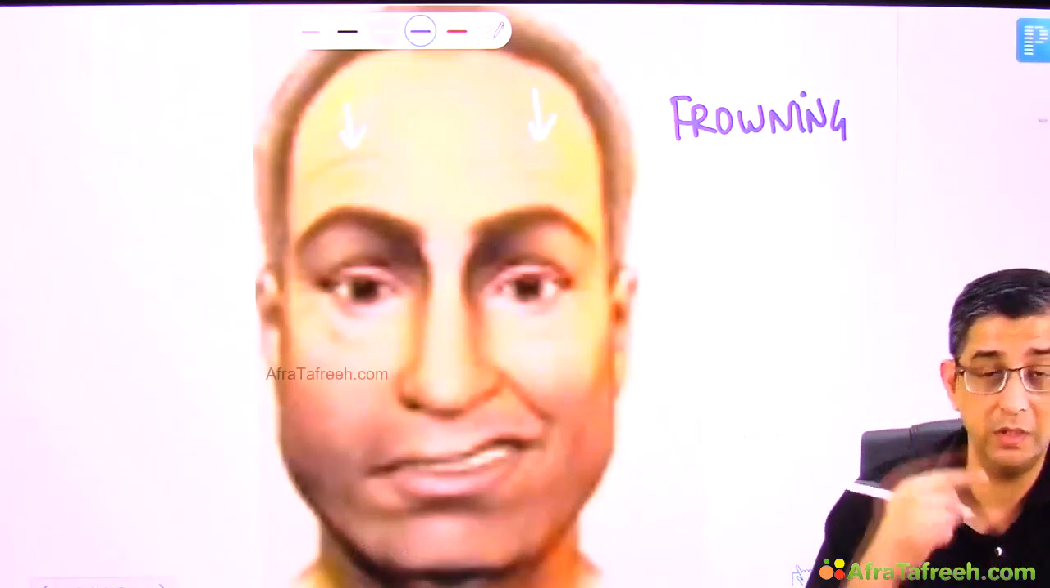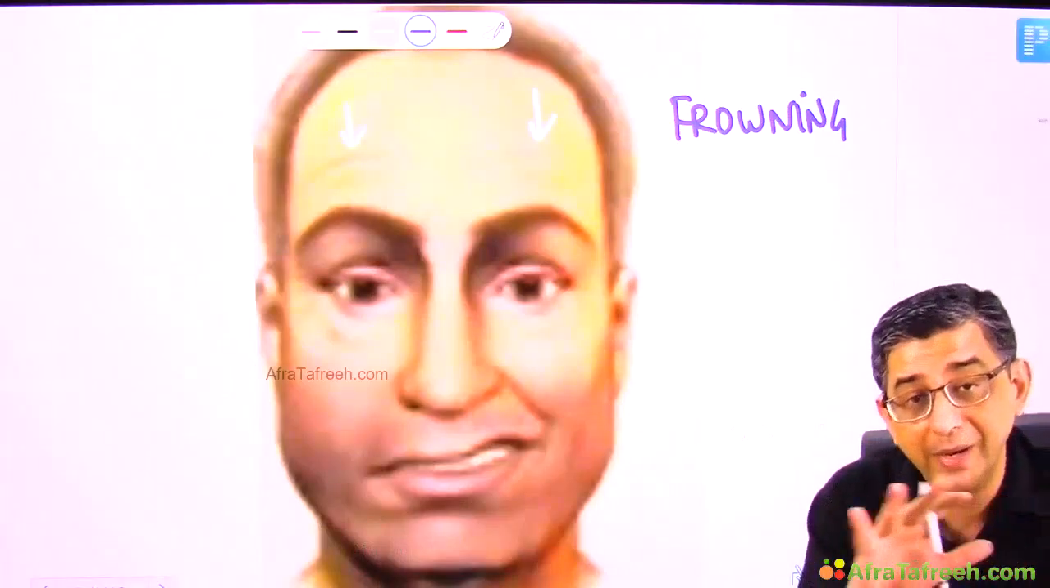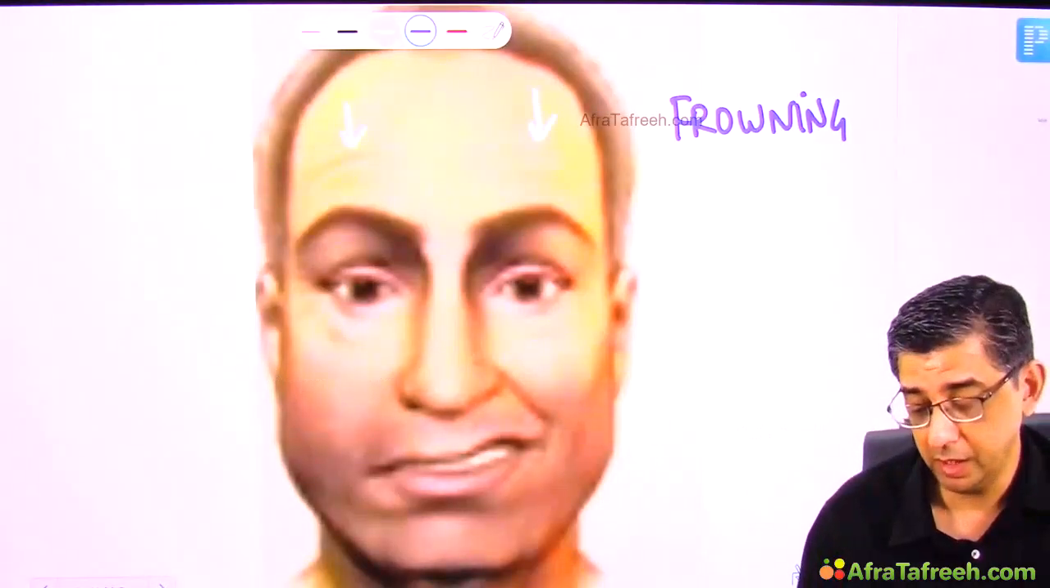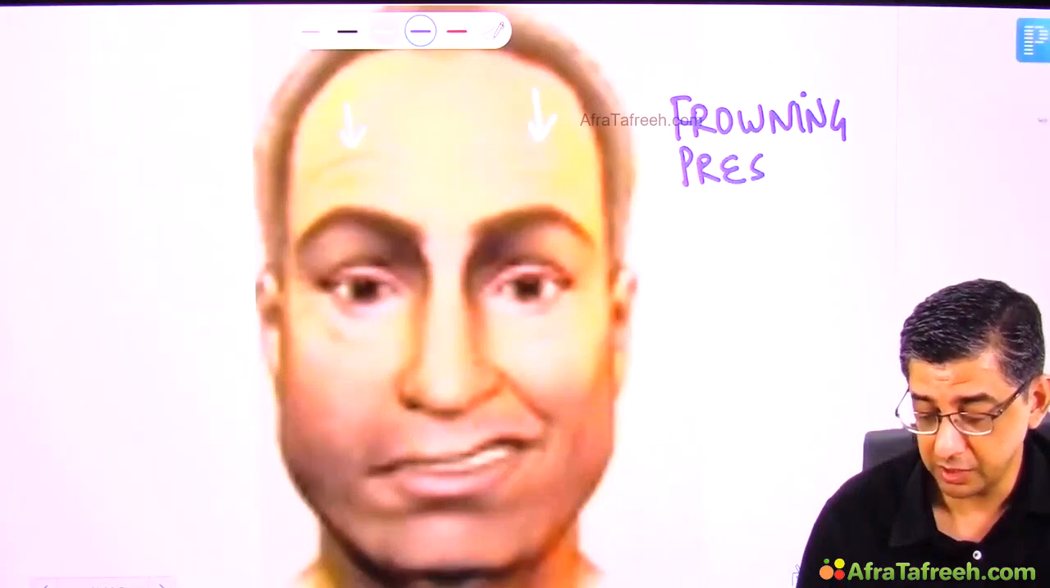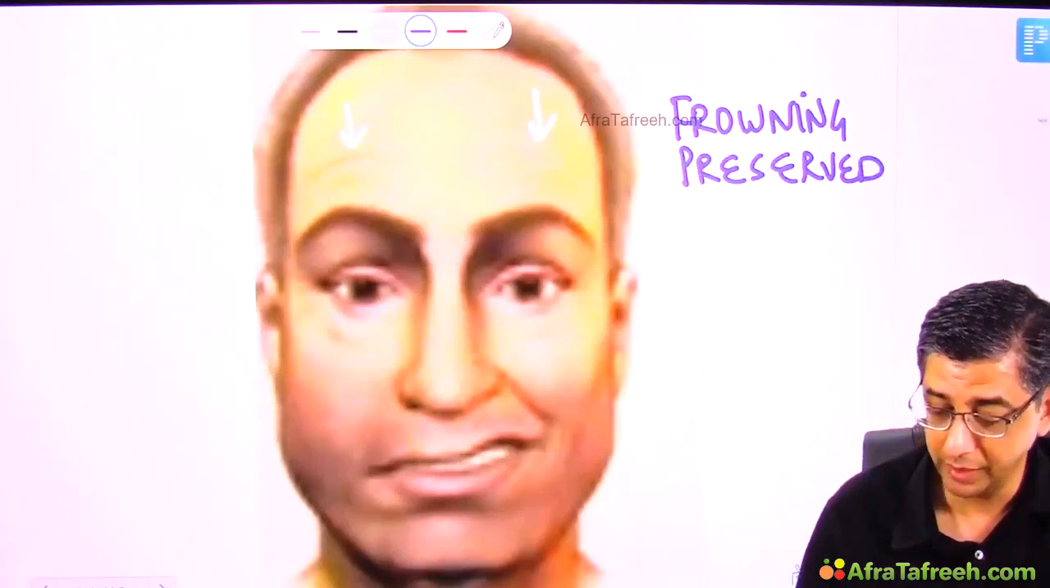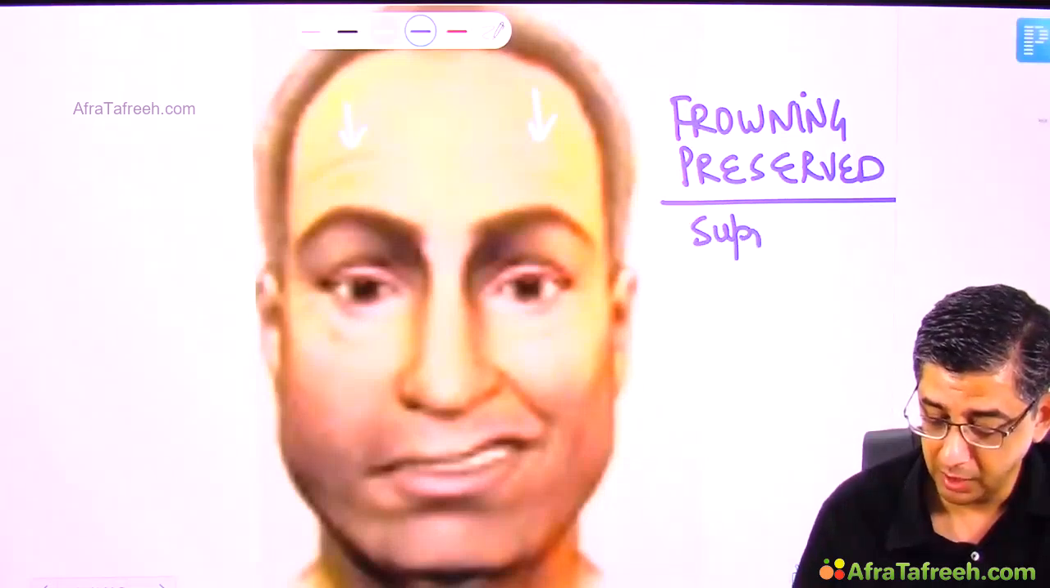Because in Bell's palsy, the lines on one side of the forehead would be completely absent, whereas in this case, you can definitely see the lines on both sides. So frowning is definitely preserved in this case, which highlights it is a supranuclear lesion. That's the first message. Now we need to figure out which side the lesion is present.